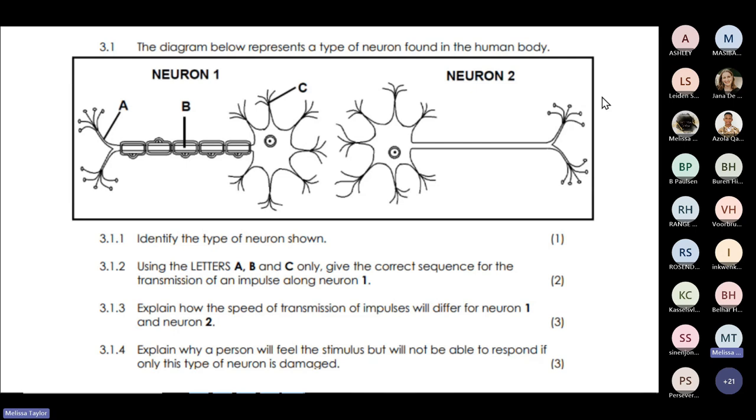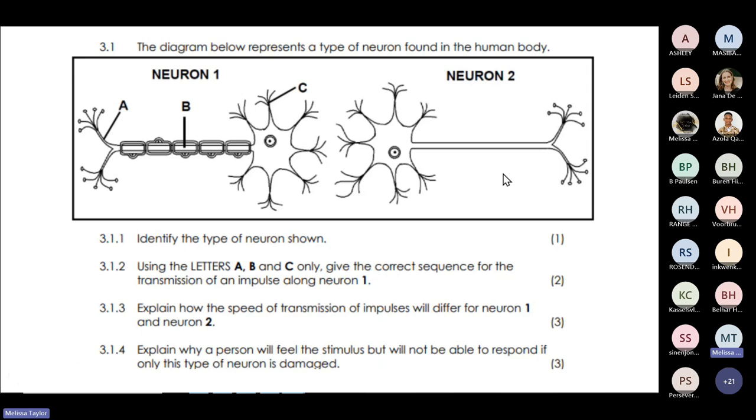Okay, so here we've got a certain type of neuron, diagram one and diagram two. And just as before, we noticed the only difference between them really is this myelin sheath that is missing in neuron two. Okay, and they ask, identify the type of neuron shown. Many dendrites entering the cell body, so it is a motor neuron.